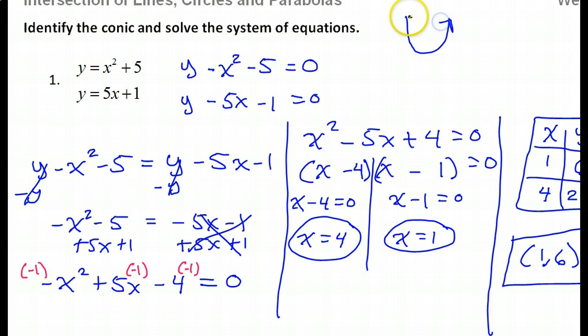And then y equals 5x plus 1. Nothing is squared. It's like y equals mx plus b. So that is a line. So what we just found was the intersection between a parabola and a line. And so these were those 2 points that we just found. All right, let's move on to number 2.